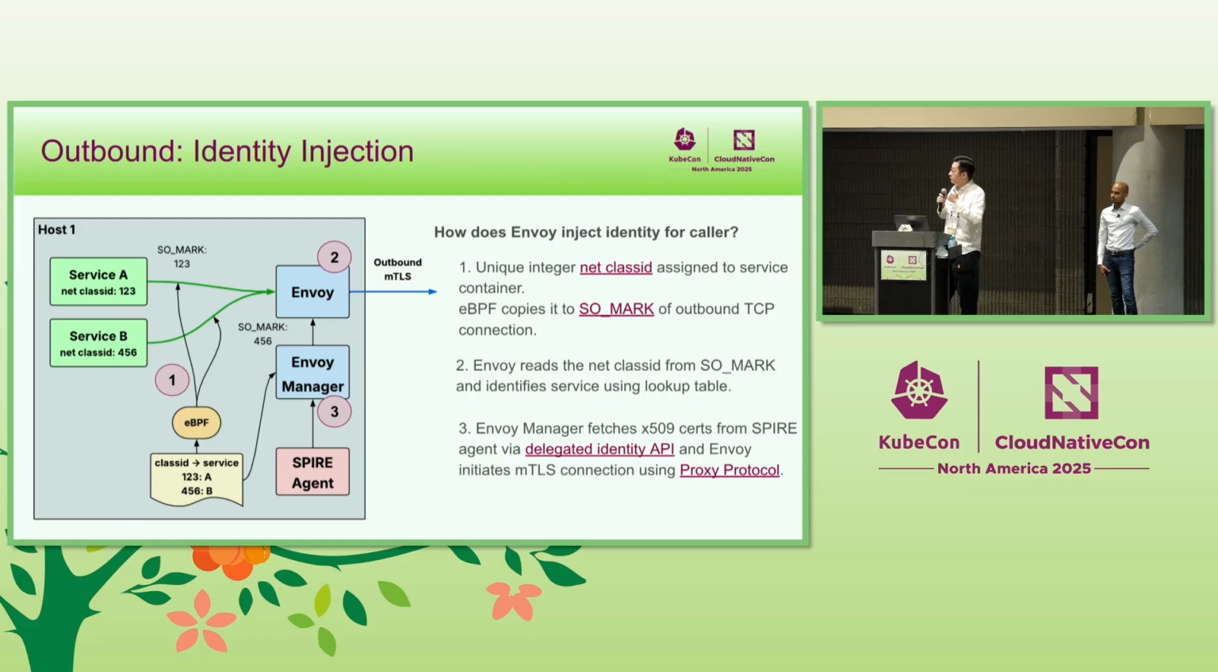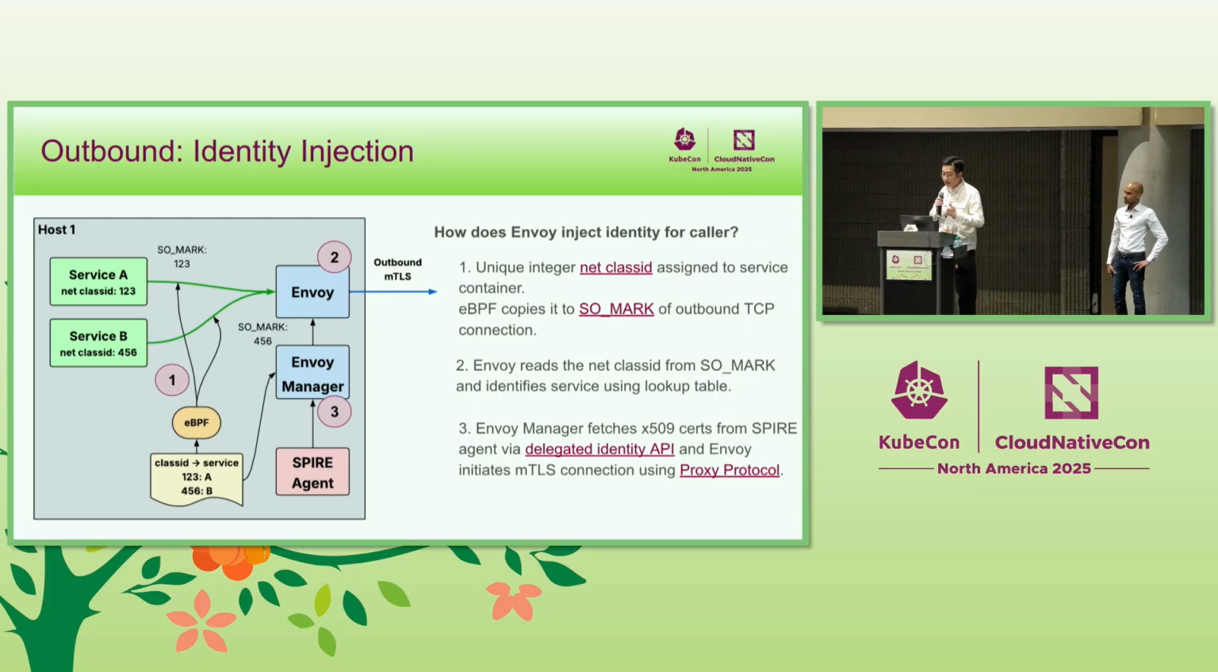Last, we have the Envoy manager talking to the SPIRE agent via the dedicated identity API to fetch the certificates. We have to use this API because it is fetching certificates on behalf of the workloads. That's why it is called dedicated identity API. And then we push the certificates to Envoy, and Envoy uses it to initiate mutual TLS connection to the destination, wrapped in proxy protocol to pass the original destination port used by the service.